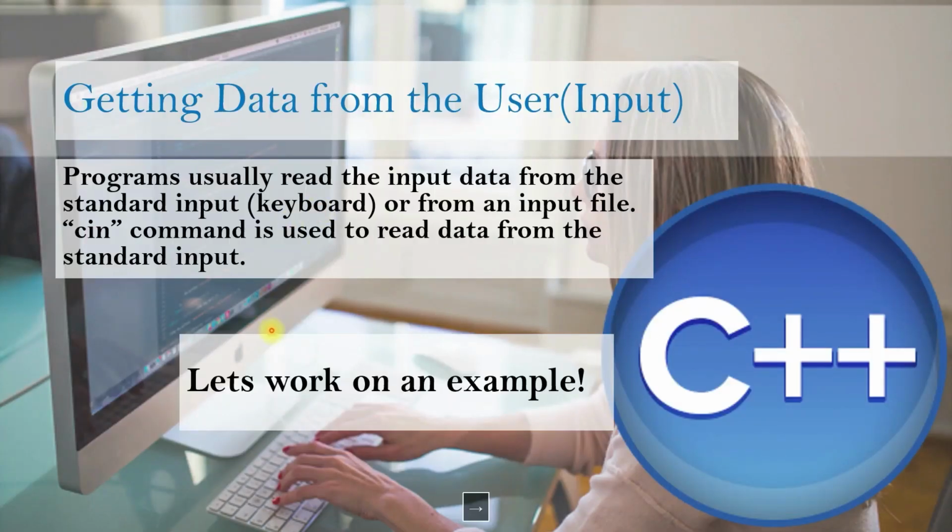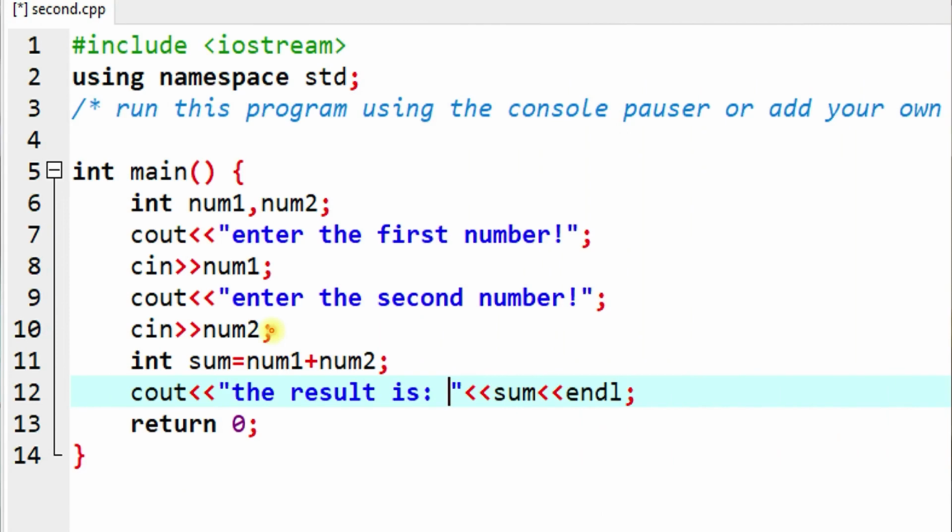Now let's go to another. Look, there is another example. This example is about calculating two numbers. First, we make two variables, which are num1 and num2. Then we show a message which says enter the first number. Then we get the first number by Cin.